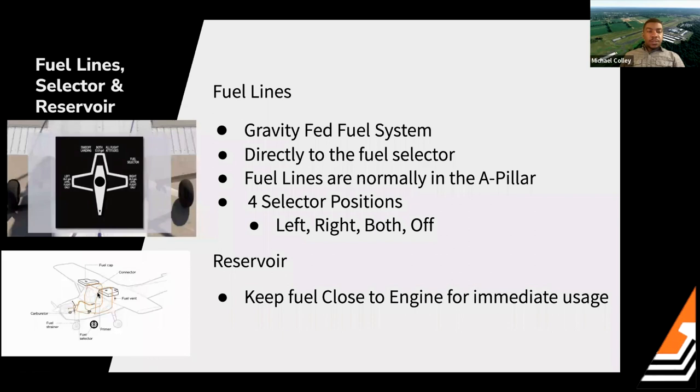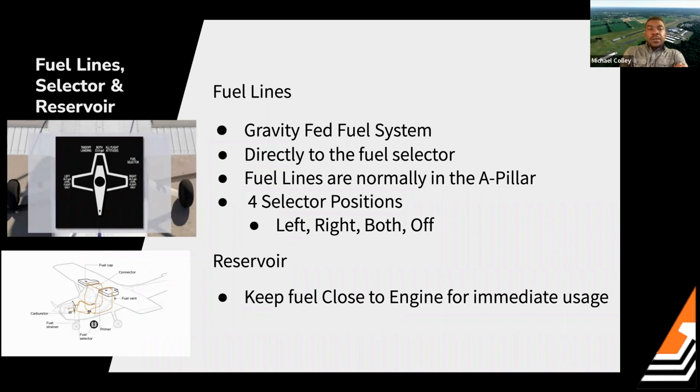But you could see it in that depiction, in that graphic there. It goes through the pillars and then under our feet to the fuel selector valve. And the fuel selector will feed it from both tanks. So it's gravity fed, goes to the fuel selector. You can do left, right, both, or off, and those function pretty normally. It just takes fuel from either tank, right? So if you want to take from the left, or from the right, or if there's a little bit of imbalance, you can select either or.